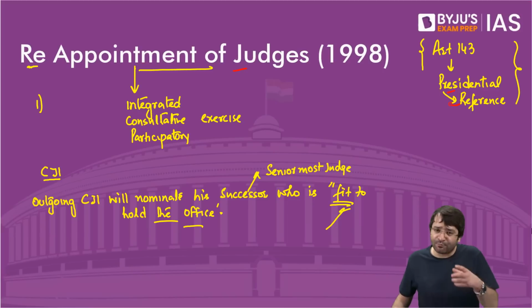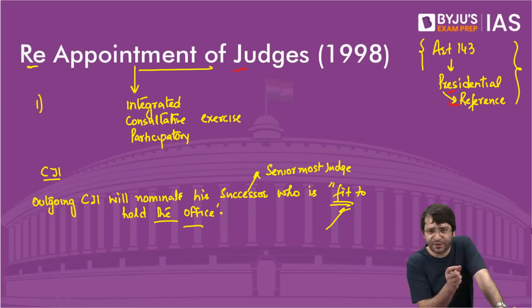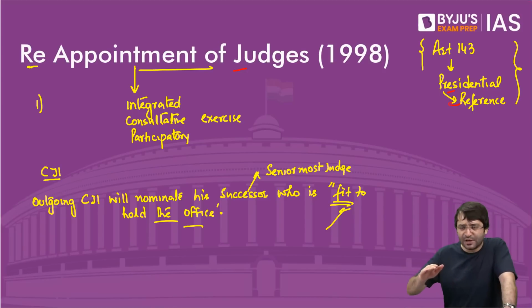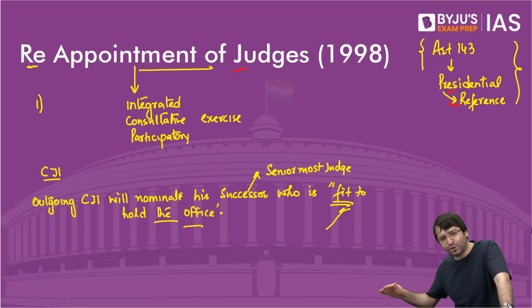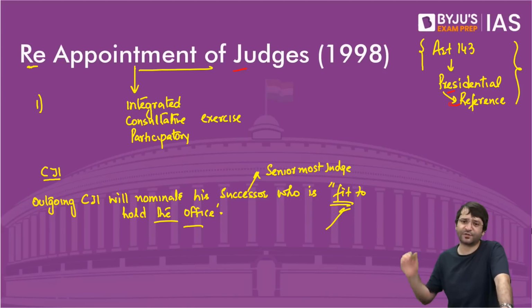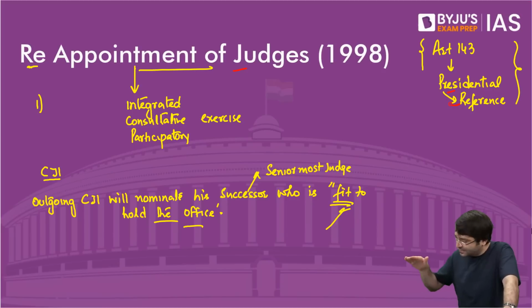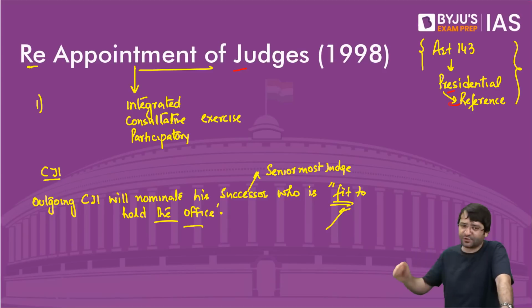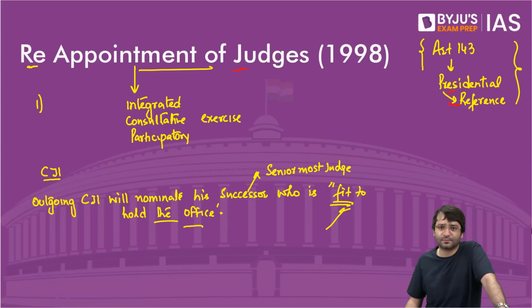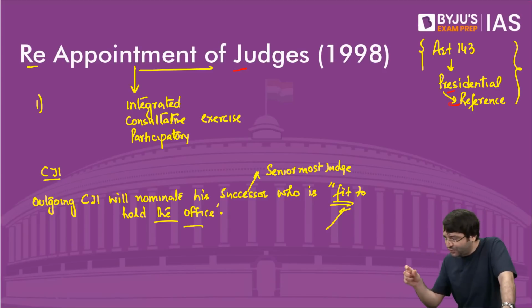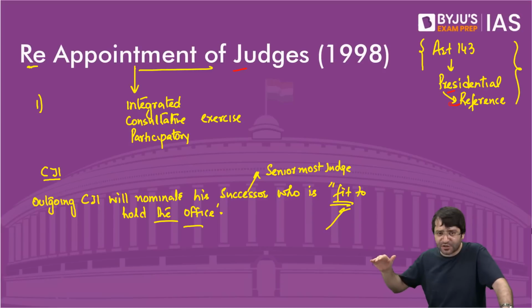First, the appointment process is an integrated, participatory, consultative exercise to select the best possible talent to the judiciary. For that, if you have to appoint the Chief Justice of India, the outgoing Chief Justice shall nominate his successor, who is the senior-most judge of the Supreme Court, fit to hold the office. If you have to appoint a judge to a Supreme Court, you have to consult the Chief Justice of India and 4 senior judges of the Supreme Court. If you have to appoint a judge to a High Court, you have to consult the Chief Justice of India and 2 senior judges of the Supreme Court.